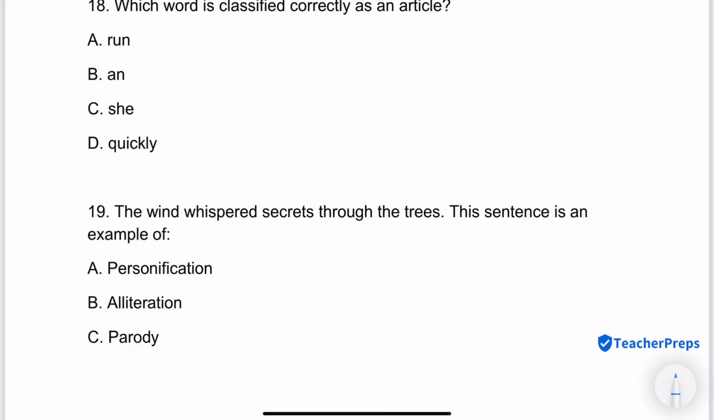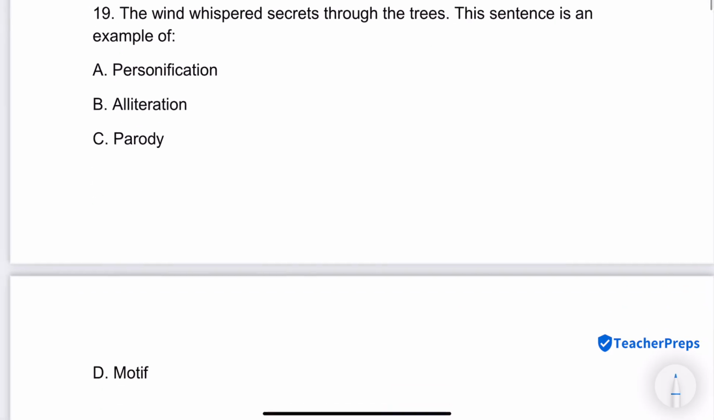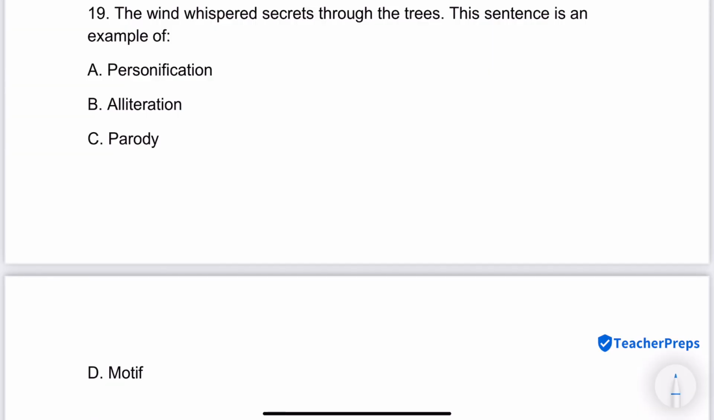This is a vocabulary question for the grammar terms section of your exam. And remember that there are three articles in the English language, such as a, an, and the. And so here I can see option B, an, would be the correct response. Moving on to question number 19.